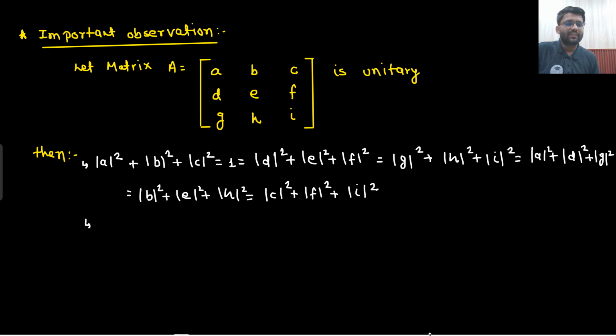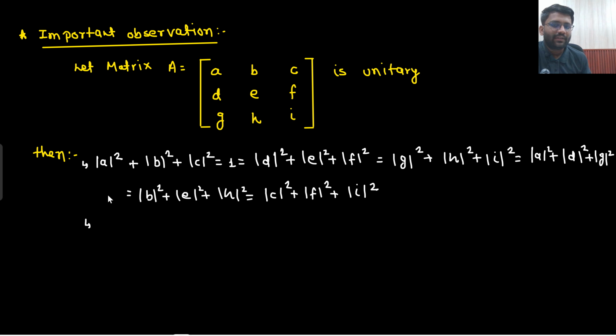What was the other condition when it came to orthogonal matrix? a into d plus b into e plus c into f would be equal to 0. d into g plus e into h plus f into i would be equal to 0. a into g plus b into h plus c into i would be equal to 0. Similarly, column wise, a into b plus d into e plus g into h would be equal to 0. b into c plus e into f plus h into i would be equal to 0. And a into c plus d into f plus g into i would be equal to 0. This is the condition that we have seen in orthogonal matrix.